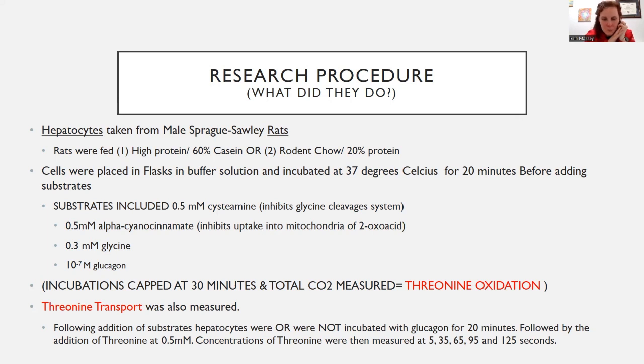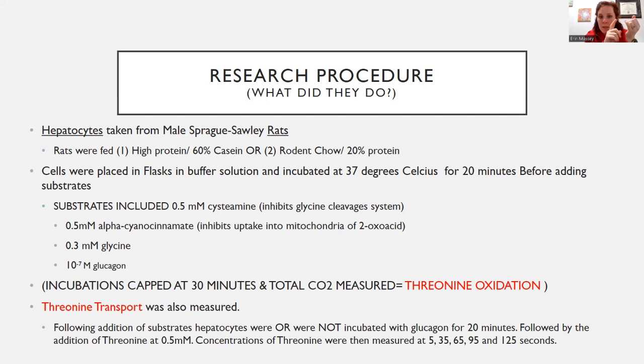I'm curious. So these rats, before their liver cells were extracted, were either fed a high protein diet with 60% casein or rodent chow, which is only 20% protein, not the good stuff. They either fed the good stuff or not so good stuff, so high protein or kind of low. These cells were suspended in a solution in a flask and incubated at 37 degrees for 20 minutes before the substrate was added.